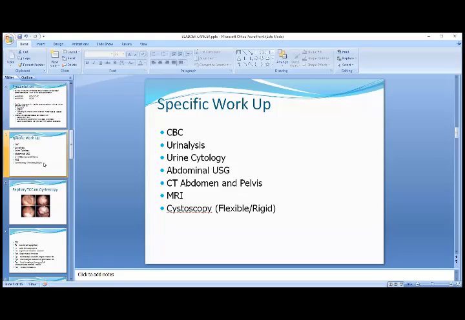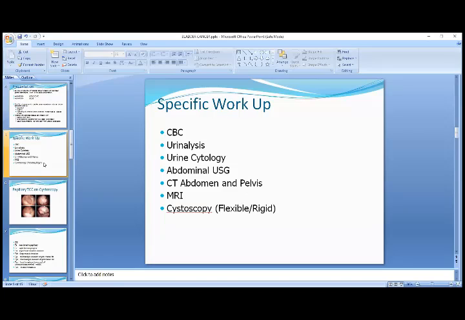Next important investigation that we can carry out is MRI, magnetic resonance imaging. If the CT is inconclusive or you are not getting the complete information from the CT abdomen and pelvis, then you can advise MRI.